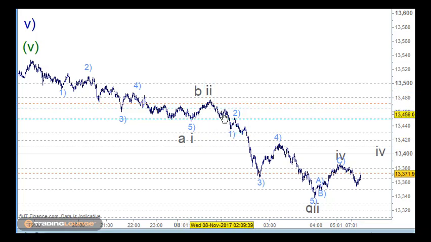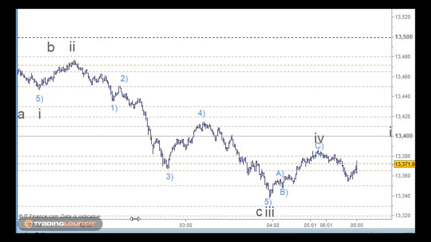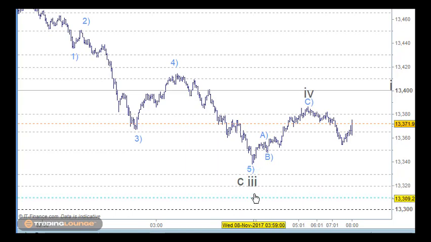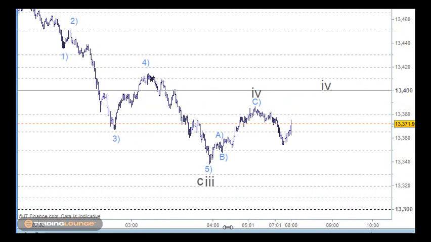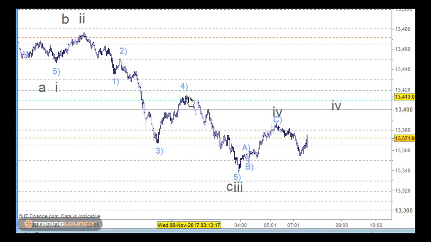We've got 1 and 2 and 3 and 4 and 5 for 1 and 2, and then 1 and 2 and 3 and 4 and 5 for the third wave, A, B, C for the fourth wave, and then we've got the fifth wave down through to here. So at this point, this is a 100 tick chart, so we can have it as an A wave here and a B wave here, then 1 and 2, and then 3, 4 and 5 here for the C wave for wave 4, which is roughly the 38.2% retracement level. This is the wave 4 of one lesser degree here.